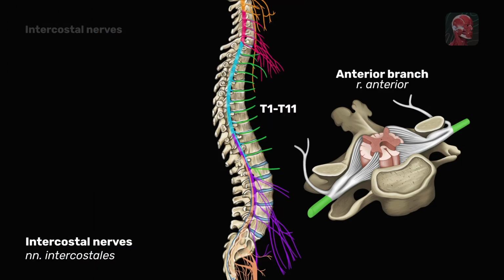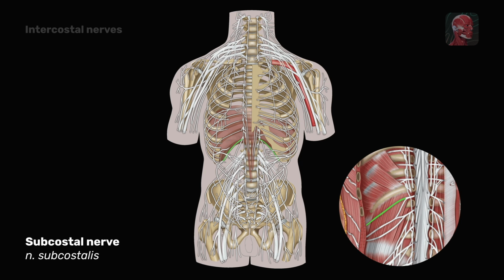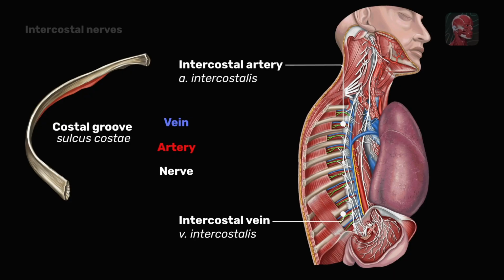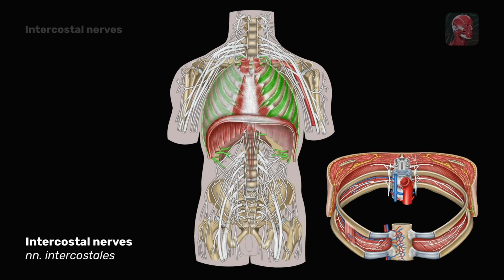Here is a quick summary. Intercostal nerves are formed by the anterior branches of the thoracic spinal nerves T1 to T11. The nerve formed by the segment T12 passes under the 12th rib and is called the subcostal nerve. Nerves pass along the inferior border of the rib in the corresponding intercostal spaces as part of the neurovascular bundle alongside the artery and vein. Along their course, the intercostal nerves give off cutaneous and muscular branches, innervating the corresponding structures of the thoracic and abdominal walls.